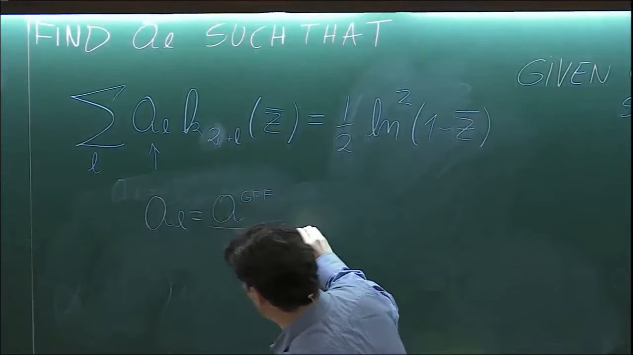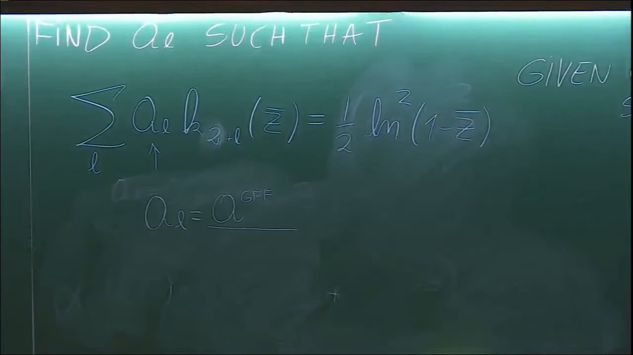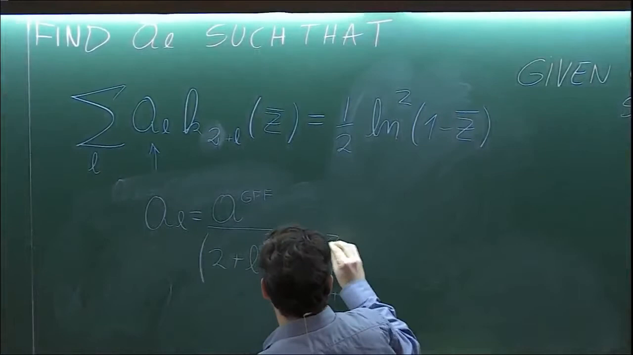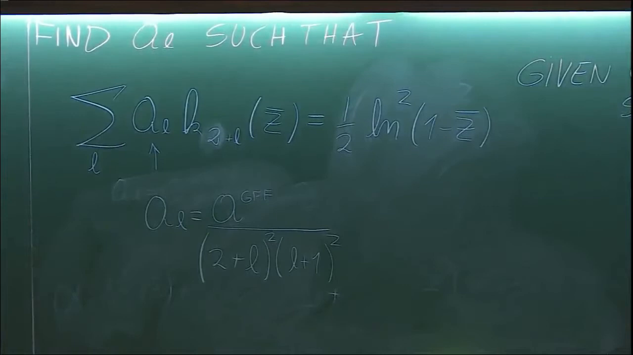by J to the 4. And J to the 4 is just this. So L is equal to 2. Delta phi, sorry, is equal to 2. So it's 2 plus L, L plus 1, square, period. So if you are given a divergence that is like log square of 1 minus Z bar, the answer is the generalized free fields divided by 2 plus L square, 1 plus L square. We didn't need to do any sum, by the way. I am lazy. So I will try to avoid working as much as I can.